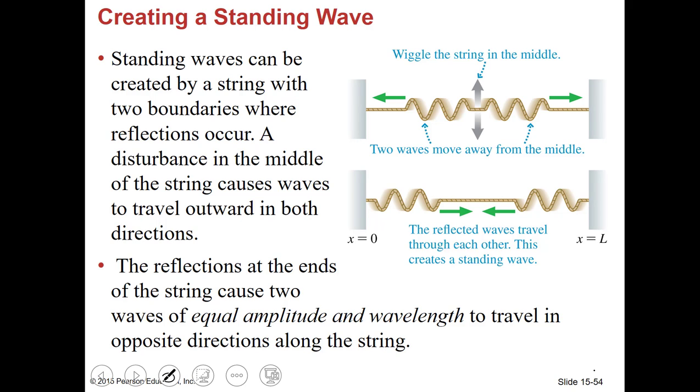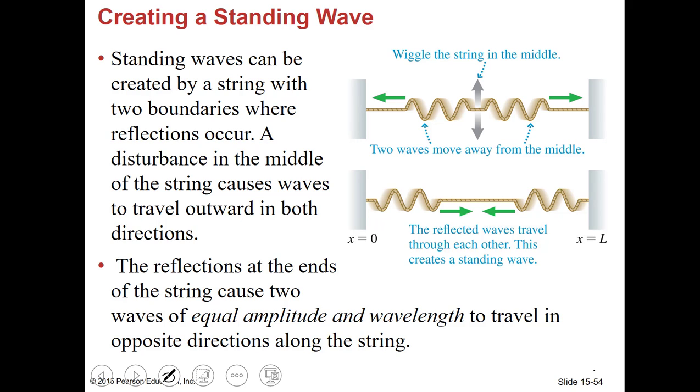So standing waves can be created by a string with two boundaries where a reflection occurs. In this picture, you're grabbing the middle and sending pulses left and right. They hit the edge, flip back around, and come in this direction. You don't have to have that situation. You could have an oscillator on one end moving up and down, creating waves that way.